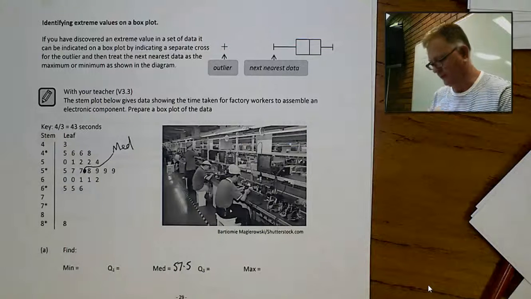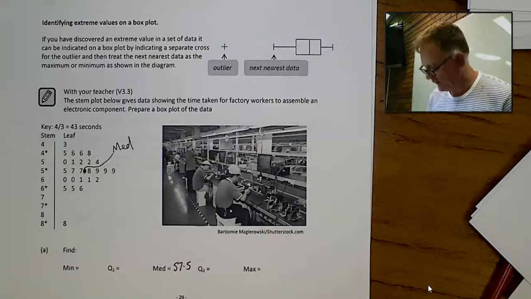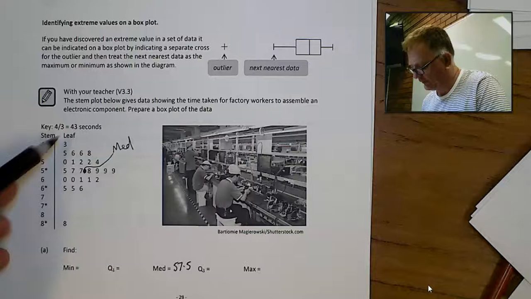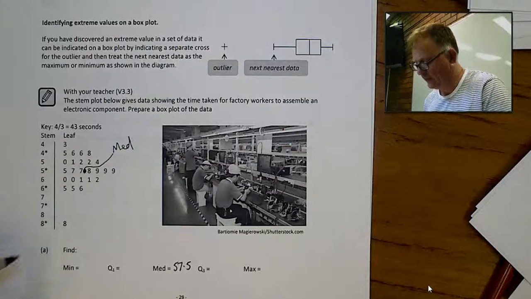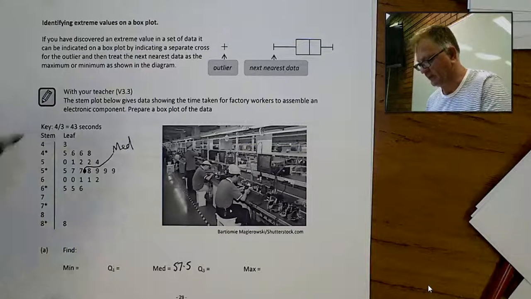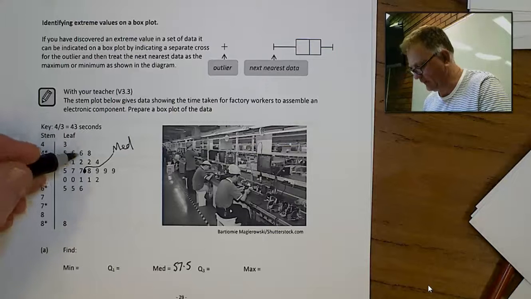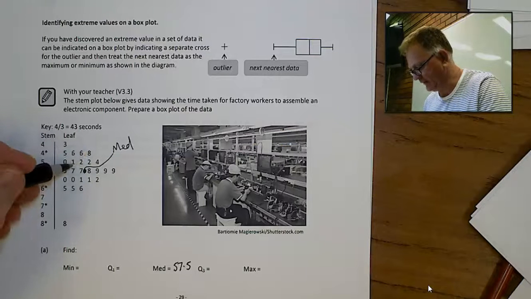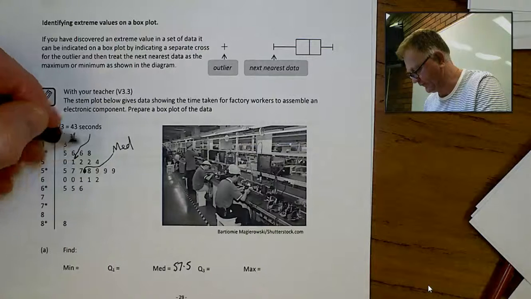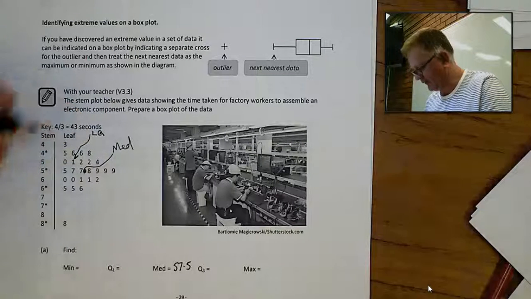That's our median. The lower quartile now, I guess that means there's 13 pieces of data there. So the lower quartile is the median of the bottom half with 13 pieces of data. 13 plus 1 over 2 is the 7th piece of data. 1, 2, 3, 4, 5, 6, 7. That will be the lower quartile. That's 51.